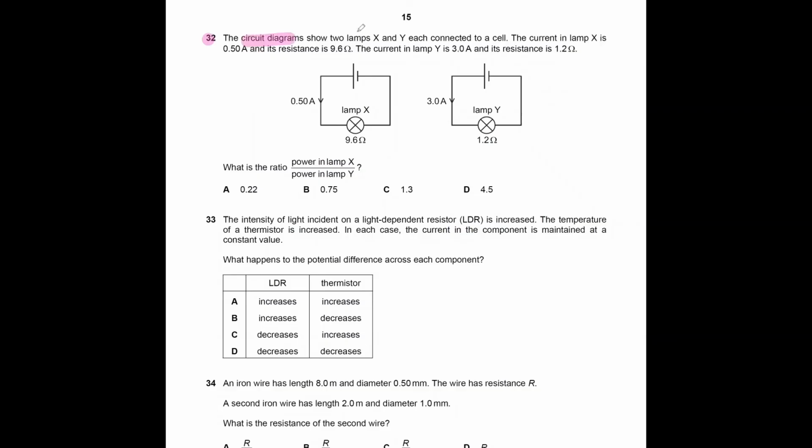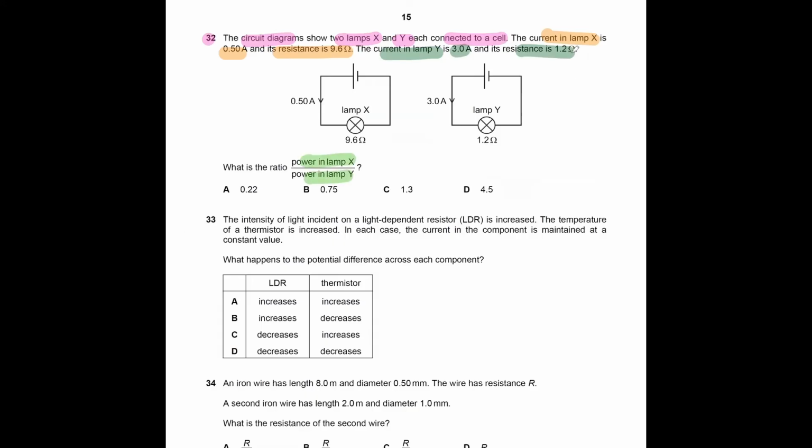The circuit diagram shows two lamps X and Y, each connected to a cell. The current in lamp X is 0.5 amps and its resistance is 9.6 ohms. The current in lamp Y is 3 amps and its resistance is 1.2 ohms. What will be the ratio of the power in lamp X to lamp Y?